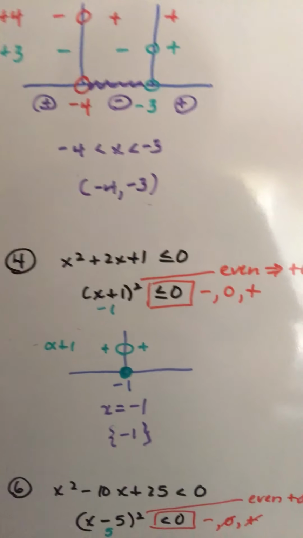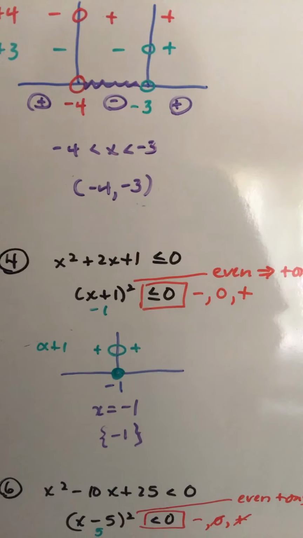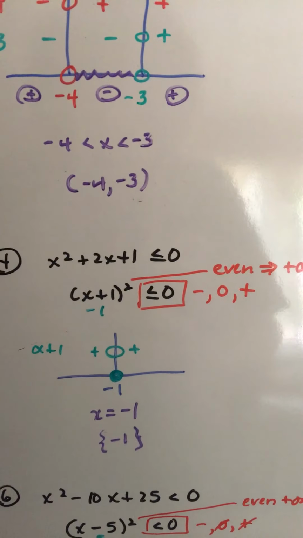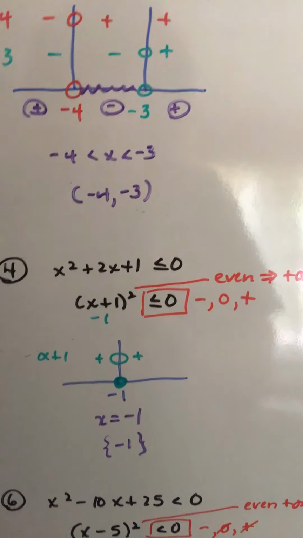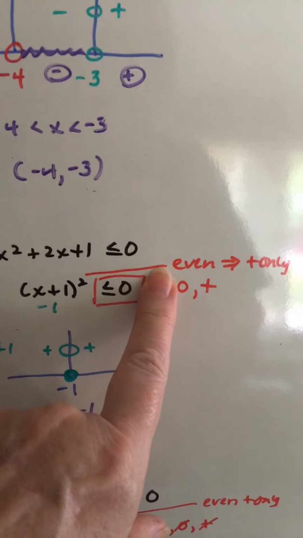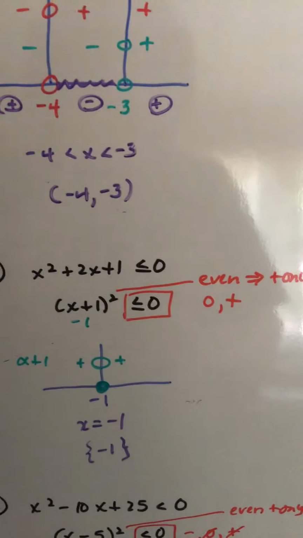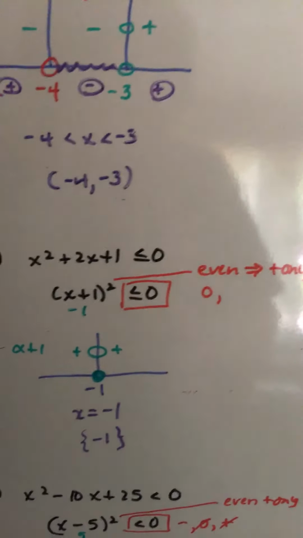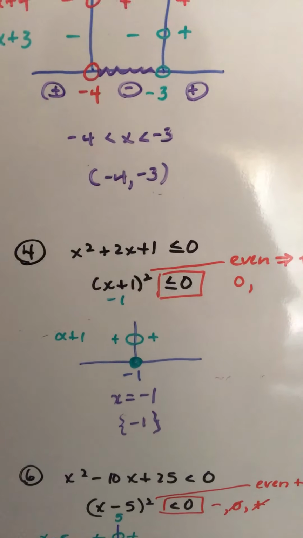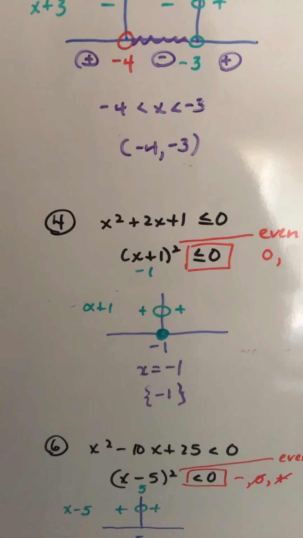Again, these are all going to be quantity squareds. And so when I square my negative, I want a positive. So now I'm asking to be less than or equal to 0, but I can't be less than 0. So the only thing I can be is 0. So in this case, I'm simply negative 1.